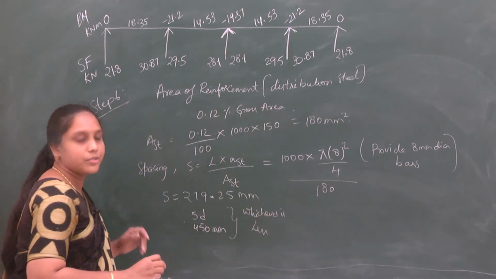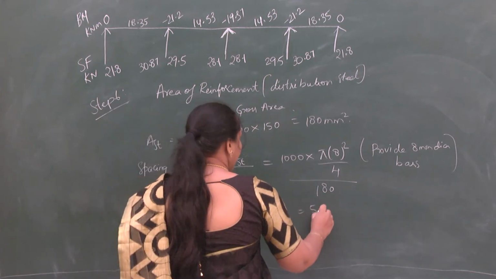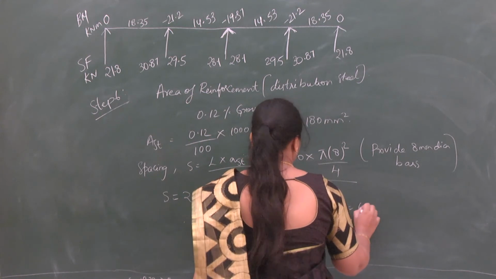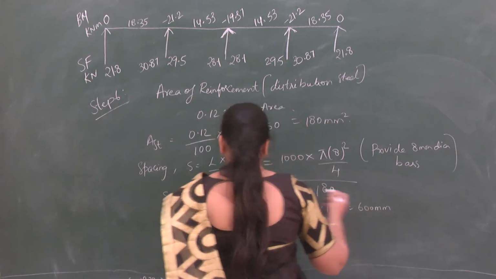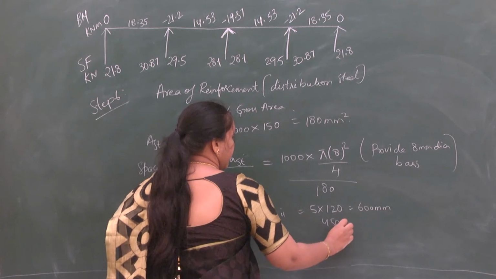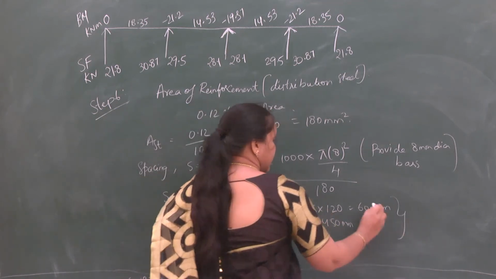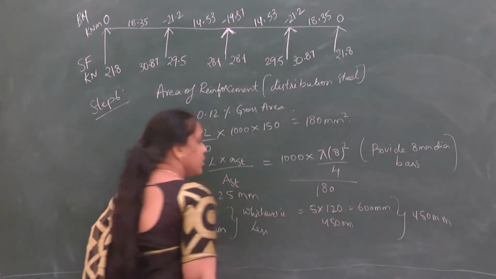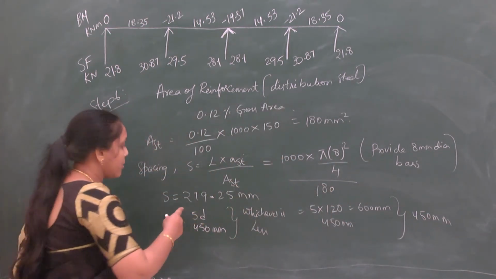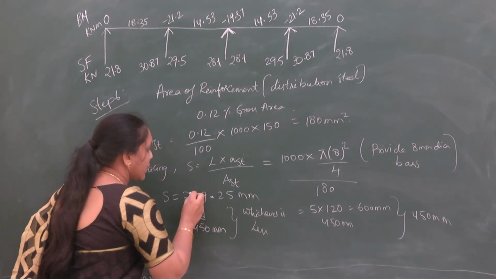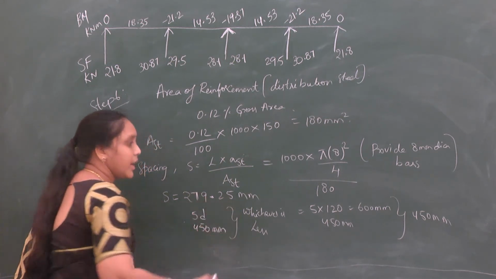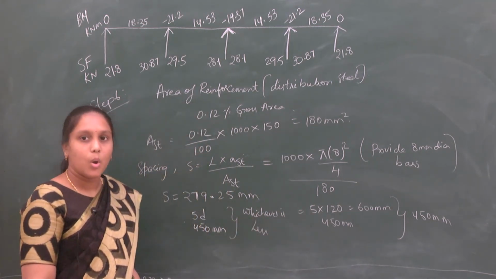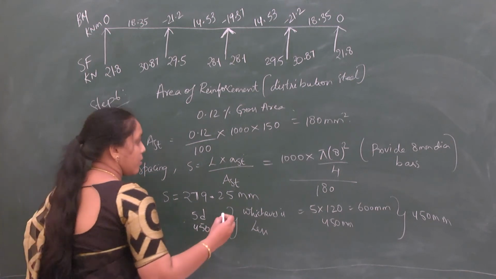So let us calculate first 5D. 5D is 5 into D, that is the effective depth, which is 120 mm, which will give you 600 mm, and the other value is 450 mm. Out of these two, which one is the least value? The least value is 450 mm. The required spacing we got is 279.25 mm, which is less than 450 mm. Hence it is okay.